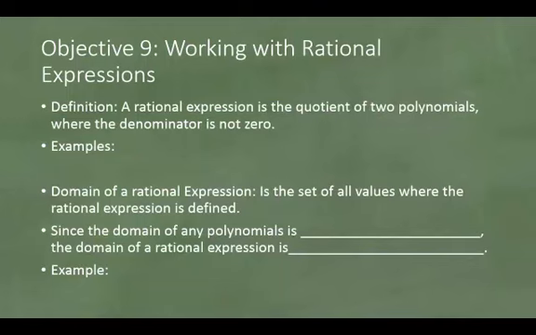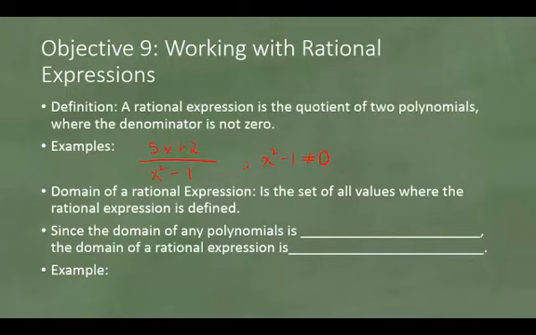Objective 9, working with rational expressions. A rational expression is the quotient of two polynomials where the denominator is not 0. So two polynomials being divided by each other, and the denominator should not be equal to 0. So here we need a polynomial on the top, something like 5x plus 2, and a polynomial on the bottom, x squared minus 1. And you just always want to make sure that the denominator, in this case x squared minus 1, does not equal 0. It can't equal 0 because you can't divide by 0.